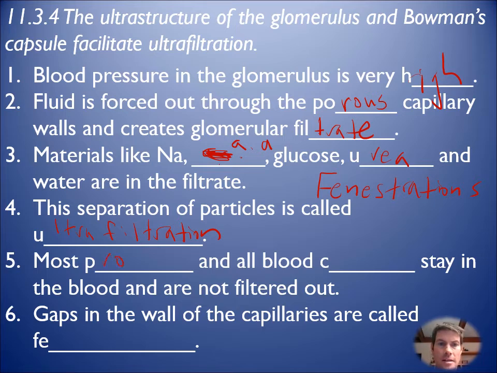Most proteins, so those would be bigger than the amino acids, and all blood cells stay in the blood. You never want to see blood in your urine. It just shouldn't be there.